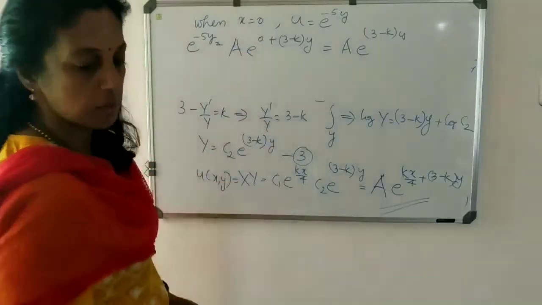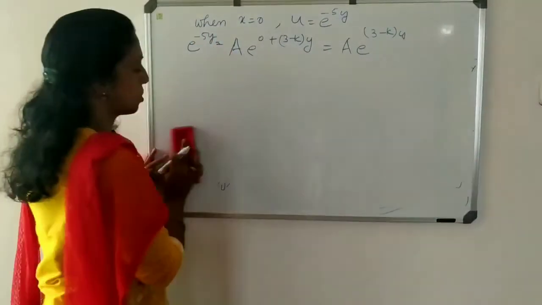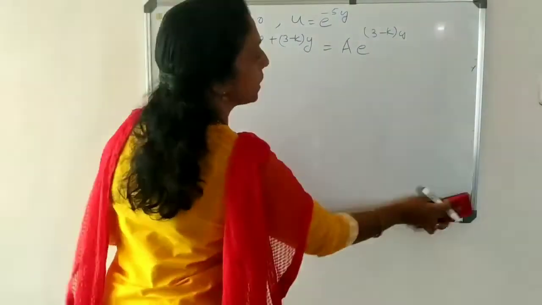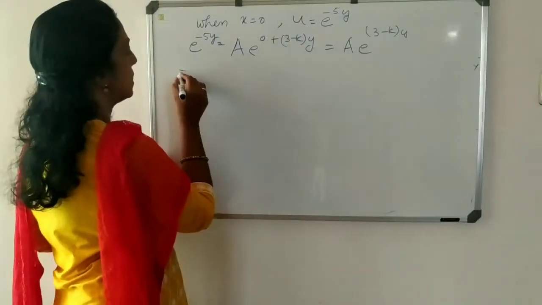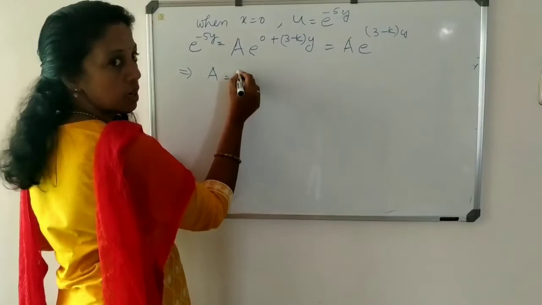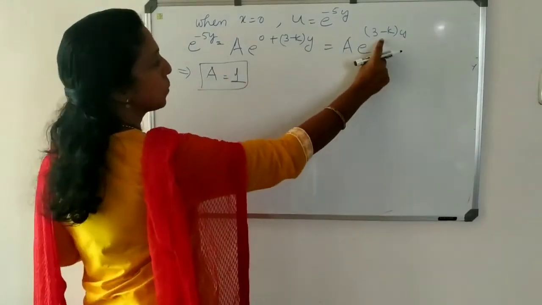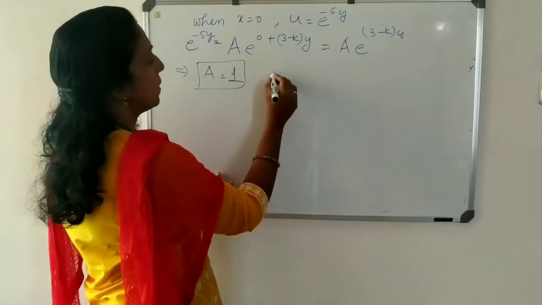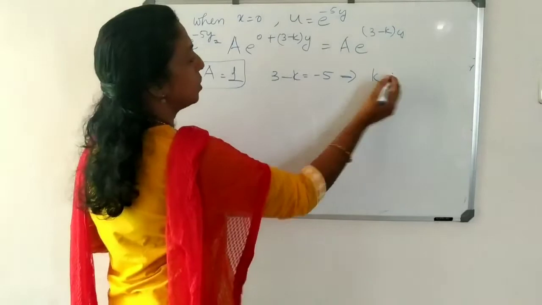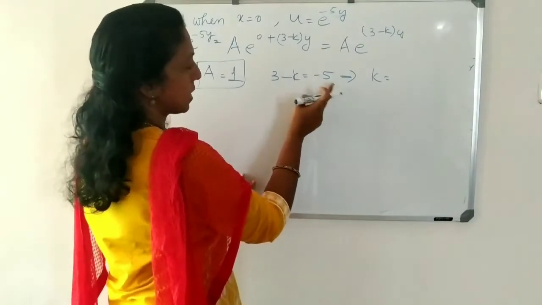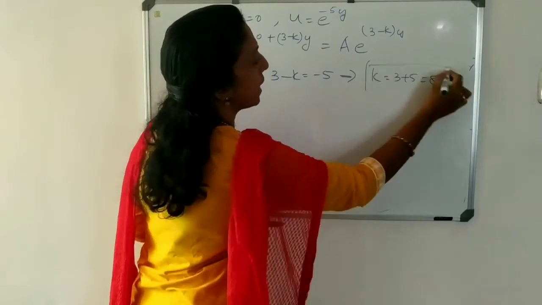Now equate left side and right side. e raised to minus 5y equal to A into e raised to 3 minus k into y. Now equating the coefficients gives A equal to 1, and when you equate the exponents, we get 3 minus k equal to minus 5, or k equal to, k will go to this side, 3 plus 5 which is 8. So we got k equal to 8.